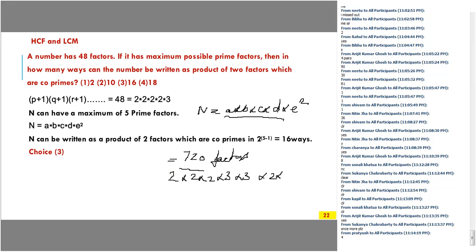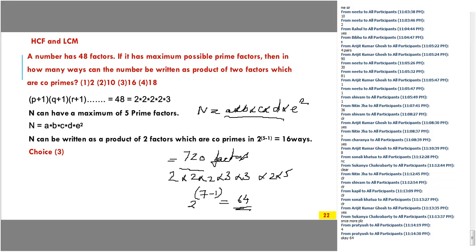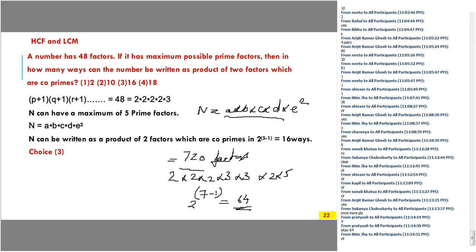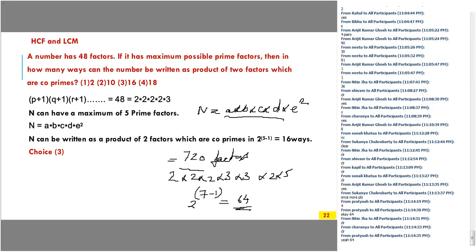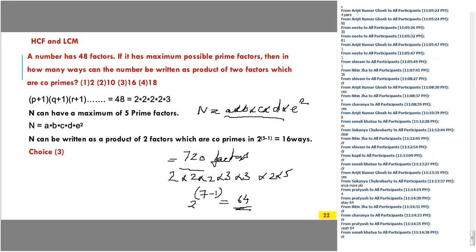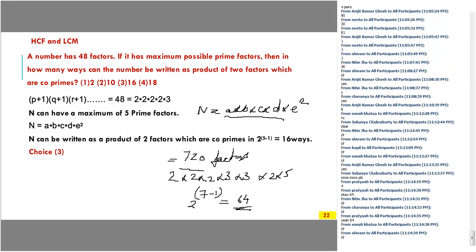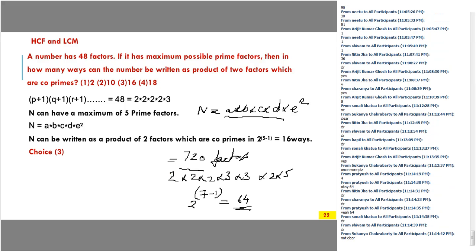2 into 2 into 2 into 3 into 3 into 2 into 5. Are we clear? Answer is 2 power 7 minus 1. 64. How many are clear? Pratyush, are you clear? 64 or 4? Pratyush. So are you clear?